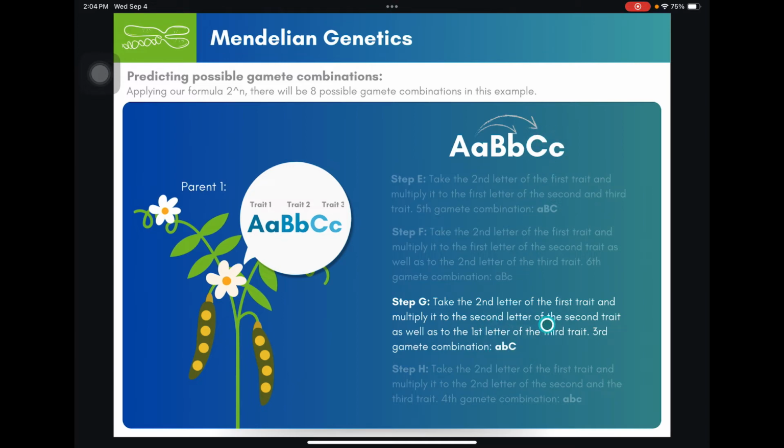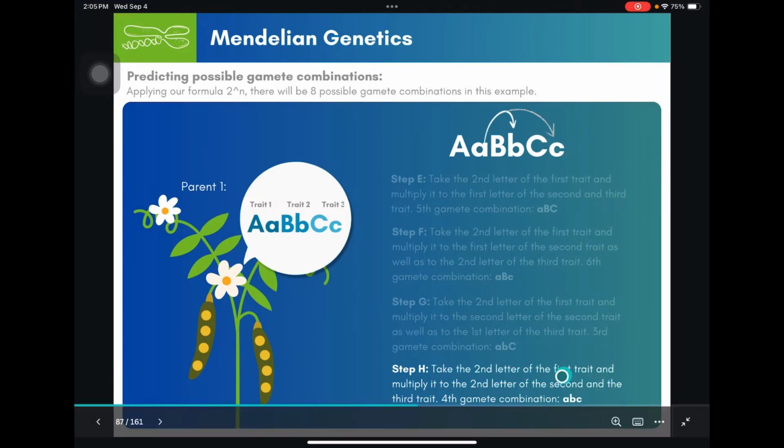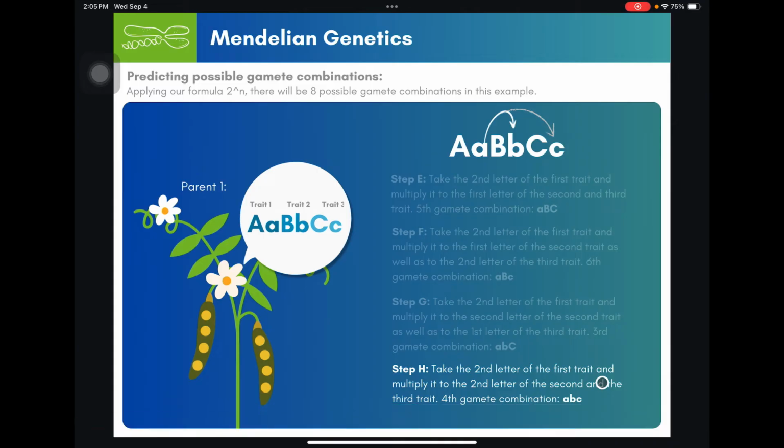Our last possible gamete combination: take the second letter of the first trait and multiply it to the second letter of the second trait, as well as to the second letter of the third trait. In this case, our possible gamete combinations are all recessive letters A, B, and C.